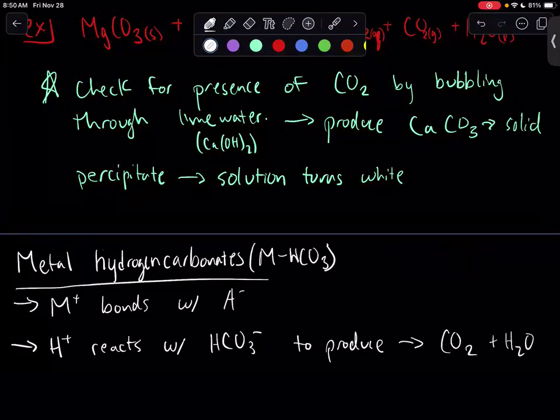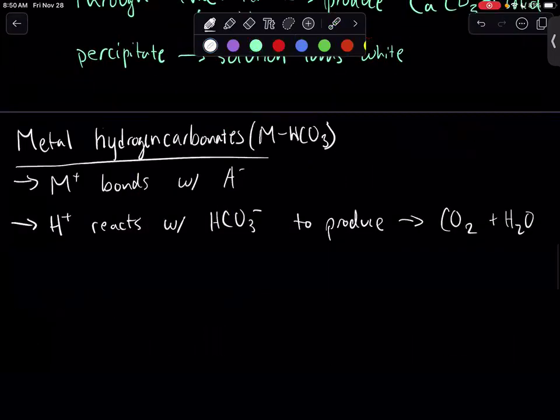Very much like the hydroxide versus the oxide, we just need one less hydrogen because that hydrogen is already present in our hydrogen carbonate. So one of the most common reactions we see of this, and we'll do the very brief version first, is MHCO3 plus HA reacts to form MA plus CO2 plus H2O.